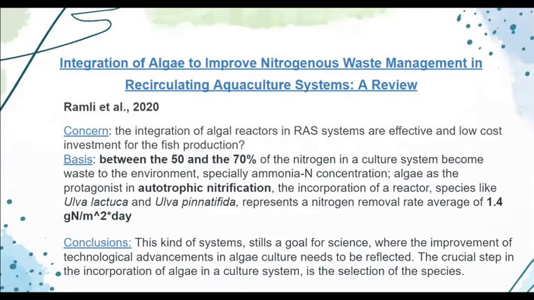A last year study from the Wageningen Institute of Animal Science in the Netherlands explains the effectiveness of integrating an algal reactor in recirculating aquaculture systems by testing the nitrogen removal rate it performed and the economic feasibility. The objective is the recycling of resources in the medium without damage, having as result a nitrogen removal rate average of 1.4 grams of nitrogen per square meter per day. The main conclusion is that for the future, science needs to improve technological advancements in algae culture, such as the design of the reactors or developing low-cost elements.